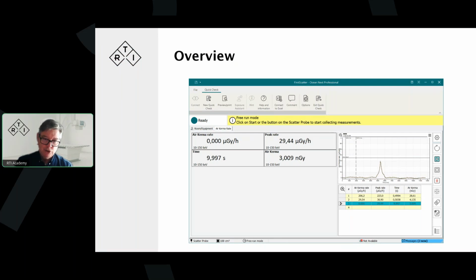The radiation should be 0, right? But if you have an instrument showing 0 and the other one showing a value, well, which one should you trust? Is there radiation, or is there no radiation?